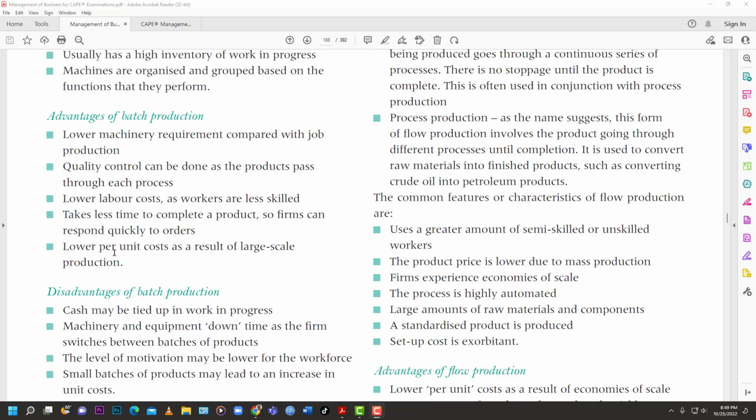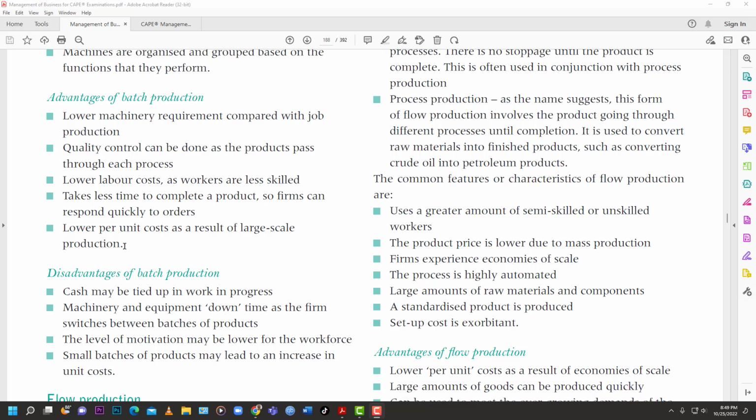Lower per unit cost as a result of large scale production. Right? You're producing 1,000, 10,000 drinks. Of course, all the costs are going to be spread across each unit, and so overall costs would be less because of economies of scale.